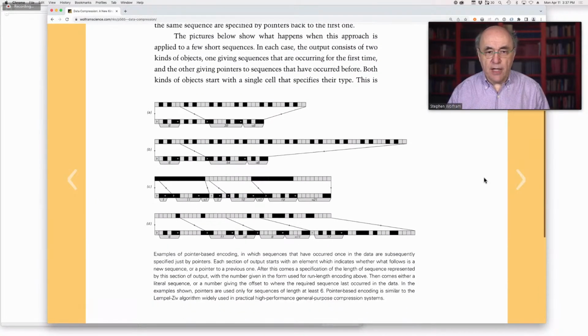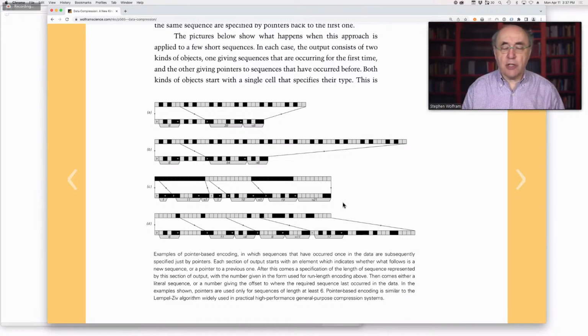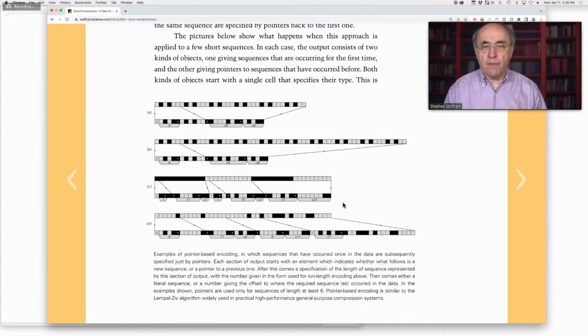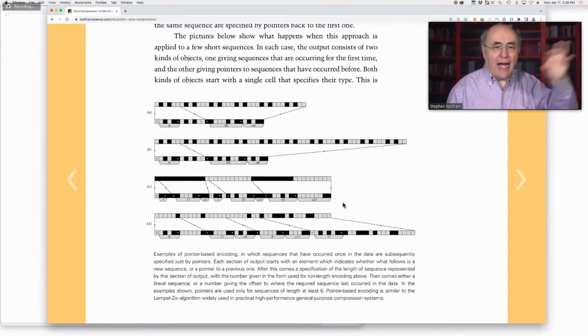Okay, the final kind of encoding I talked about here is what I call pointer-based encoding, which is sometimes also known as dictionary encoding. It's what's used by programs like Zip and so on. What that does is it says, have I seen this before? Let me record a list of blocks that I've seen before, keep a cache of them, and just keep going and keep specifying things in terms of referring back to what I've seen before. So at the beginning, you just say, well, I've seen this before because it's what the thing begins with. And now you refer back to what you saw before.